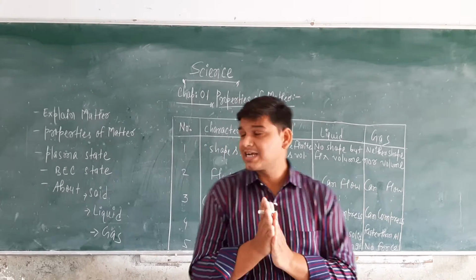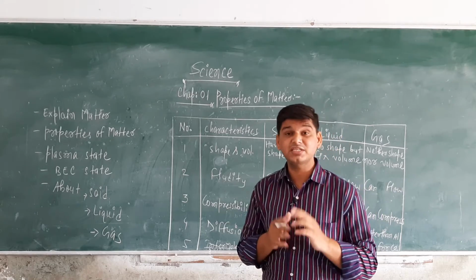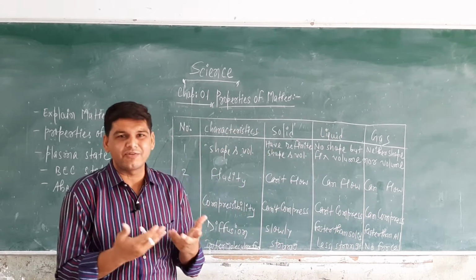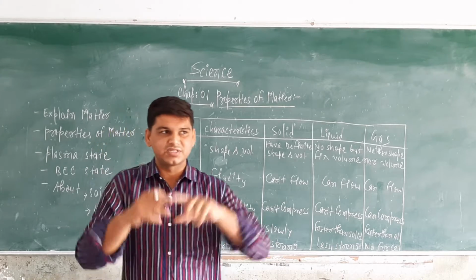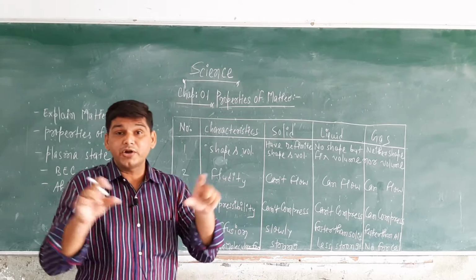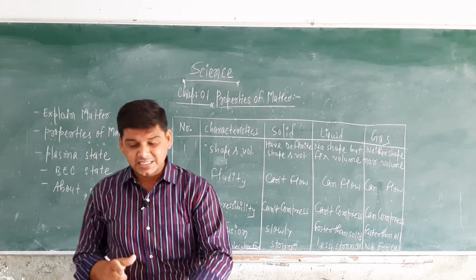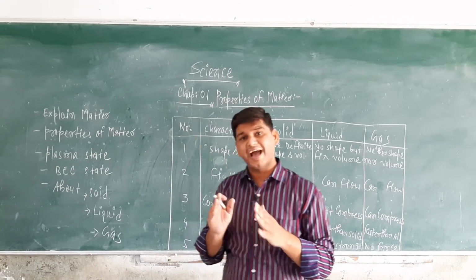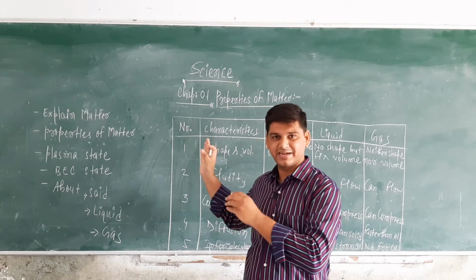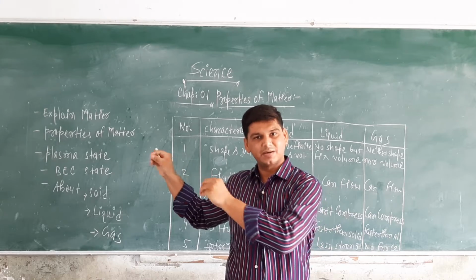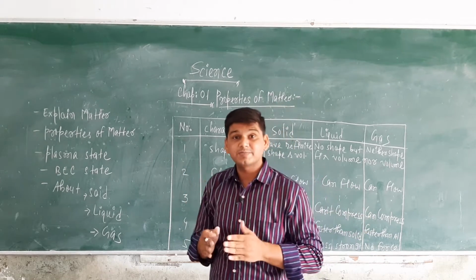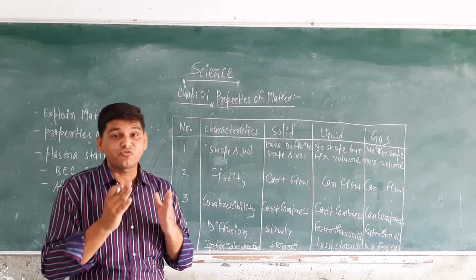Now, next we are discussing the plasma state. What is called plasma? We generally hear that word in many scenarios, like the plasma TV. We have a plasma TV. So what do you mean by plasma? Plasma is one of the 5 states of matter, like solid, liquid, gas, as well as element, compound, mixture. Like that, plasma is also a state of matter.